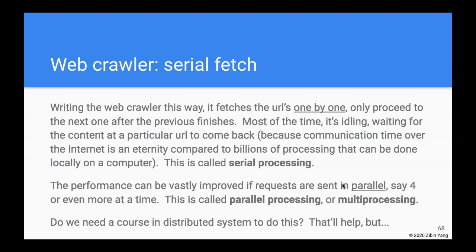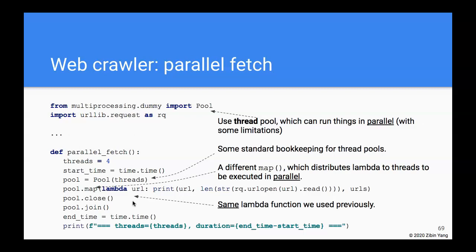Now, multiprocessing is a fairly advanced topic, and that's usually discussed in a class on, say, distributed systems. So, do we need a class in distributed systems before we can do something like this? Well, it would definitely help, but the good thing is that we can actually take advantage of it without completely understanding how the underlying mechanism works. And that is by using Python's version of map that does parallel mapping.